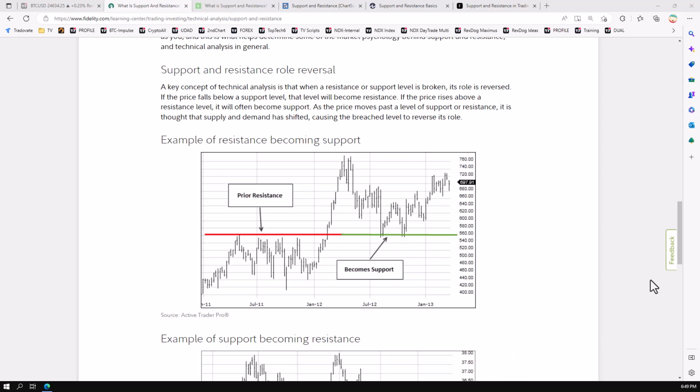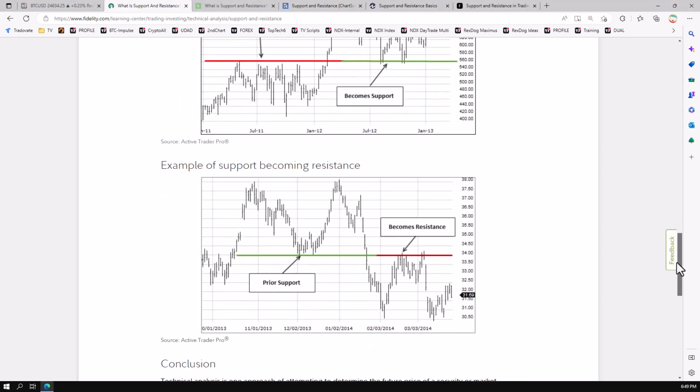It can be reversed as well, which is prior support becomes resistance when it's selling off. See this one where this is prior support where price went up, and then it sold through that, came back and retested that level, and then it sold off. Well, that prior support became resistance.